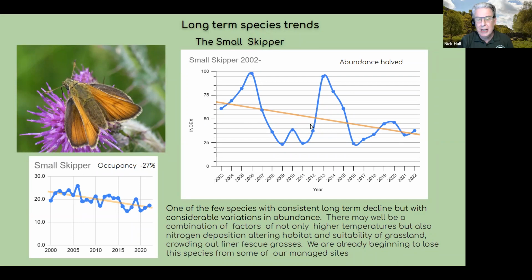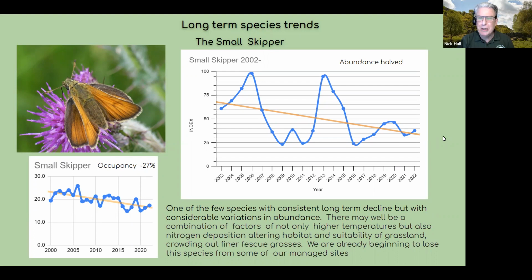And you can see the slope of the line is most definitely down. It's reached the point where in some of our sites, we are losing small skipper. Some of the Yorkshire wildlife sites are getting down to ones and twos over a whole year, which is startling. My memory of the small skippers was it was always one of the most abundant of species.